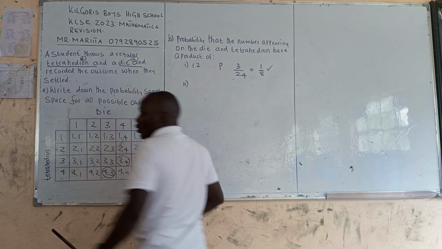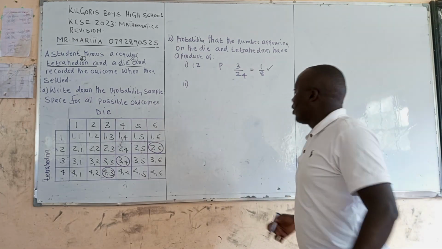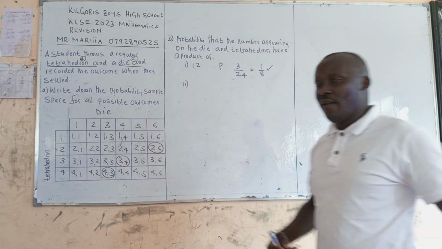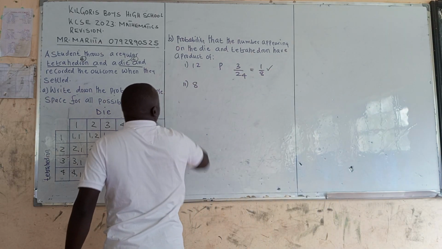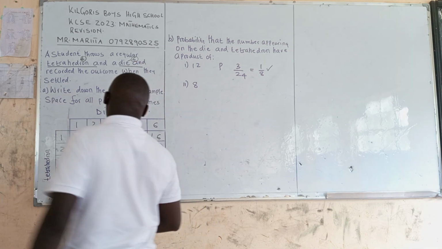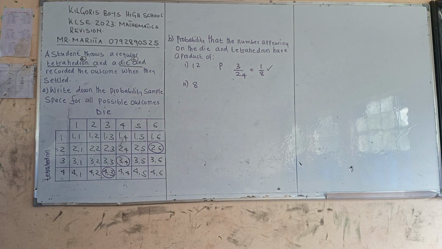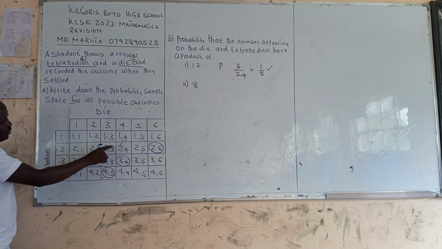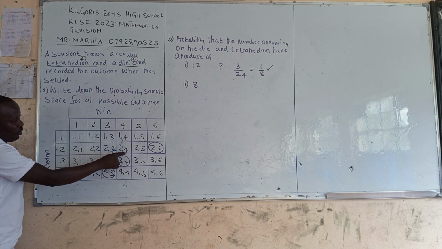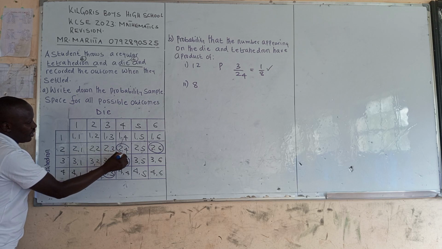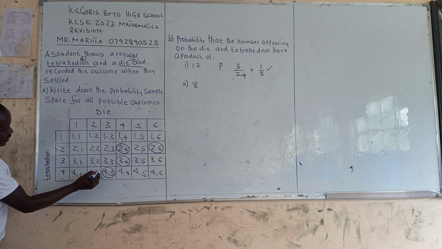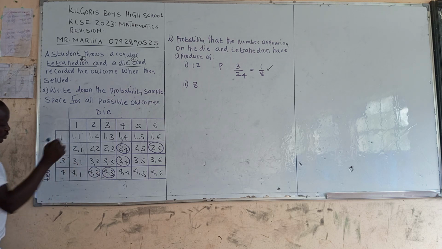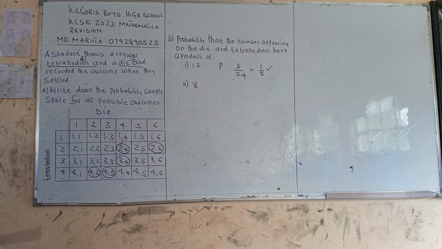Then number 2, we have the numbers appearing on the tetrahedron and the die which give us a product of 8. So what are the numbers giving us a product of 8? First we have 2 times 4, which is giving us 8. So we identify this one. 2 times 4. Where is the other number that gives us a product of 8? We have another one here: 4 times 2, which is giving us 8.